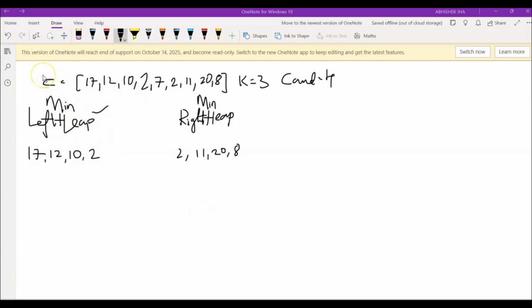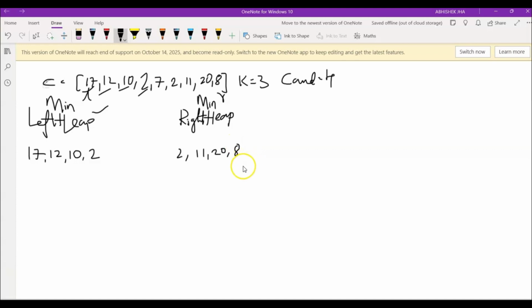Here I have written the first example where we need to hire 3 workers, and we can group at most 4 candidates. We take 2 different heaps, and we'll also use 2 different pointers. One is the left pointer, another is the right pointer. The left pointer starts from the front and the right pointer starts from the end. So in our first iteration, the left heap contains values 17, 12, 10 and 2, and the right heap contains values 2, 11, 20 and 8.